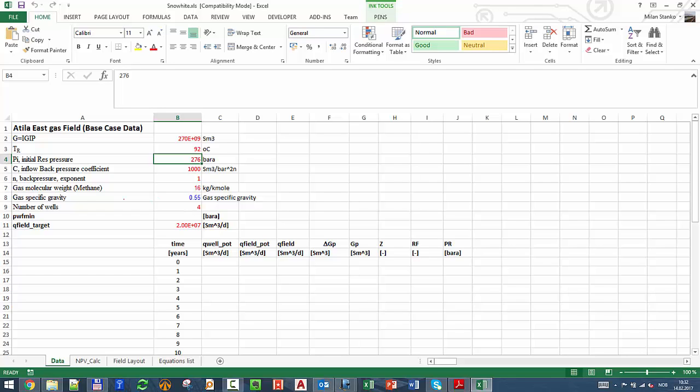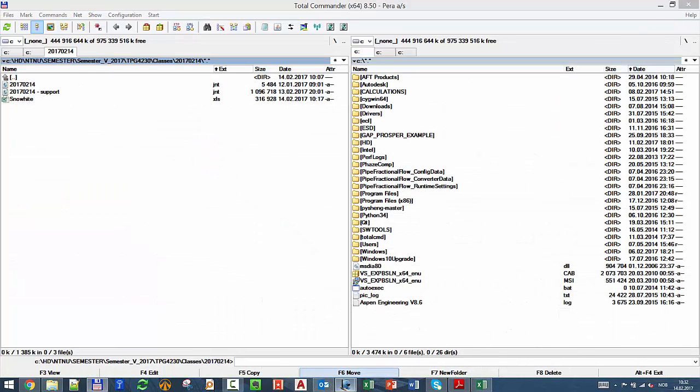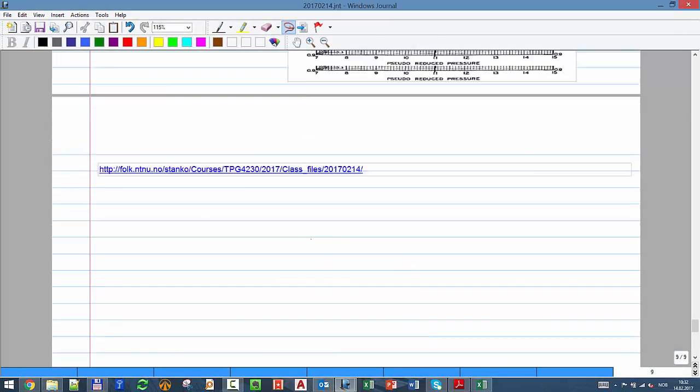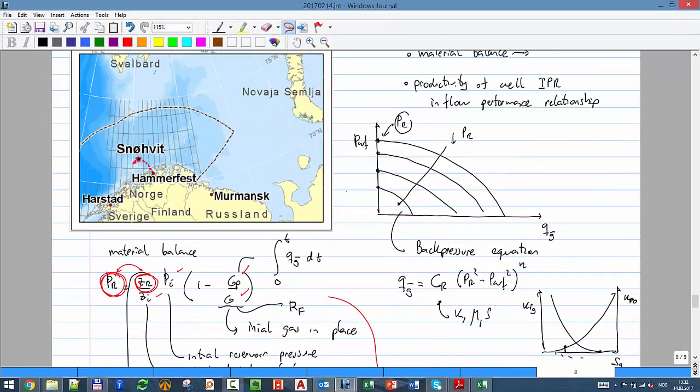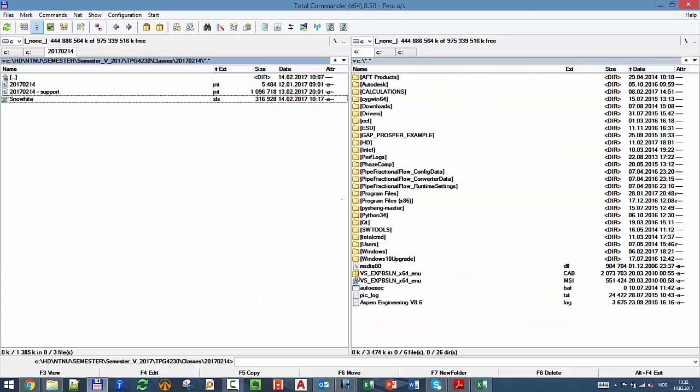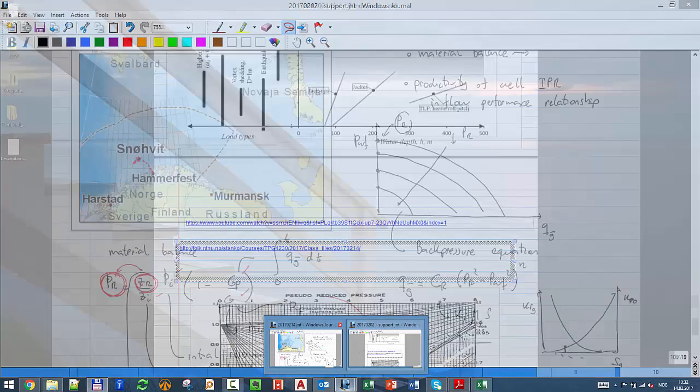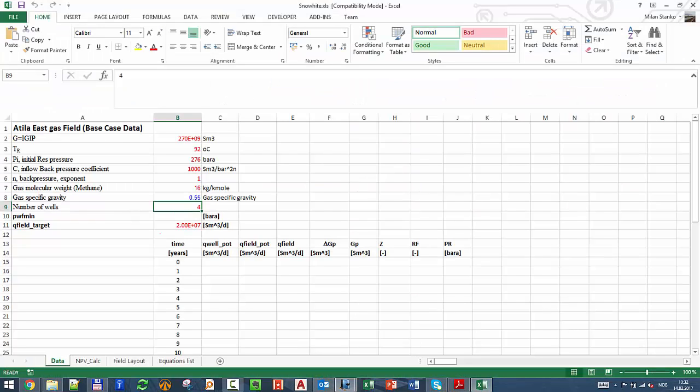Then you have the gravity. What do you need the gravity for? The specific gravity of the gas? For the critical properties T and C. And we have how many wells we're going to use for that development. Okay, this IPR, if you remember, that's only for one well. And usually a field, we don't develop it with one well. Okay, we need a bunch of them. So initially I'm assuming 4. And that's a bit similar to what the input I use in the reservoir simulator.